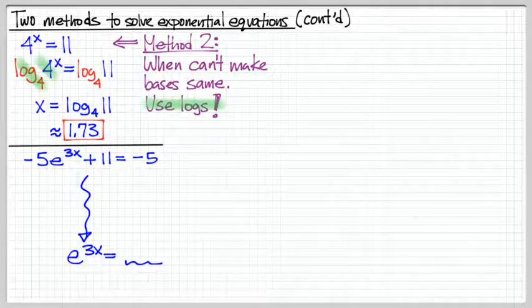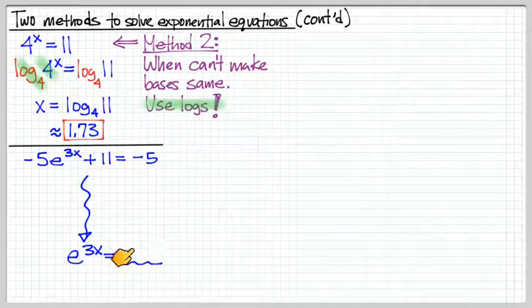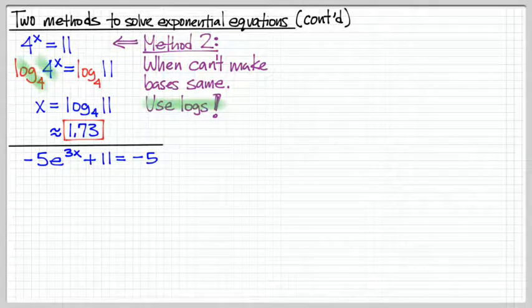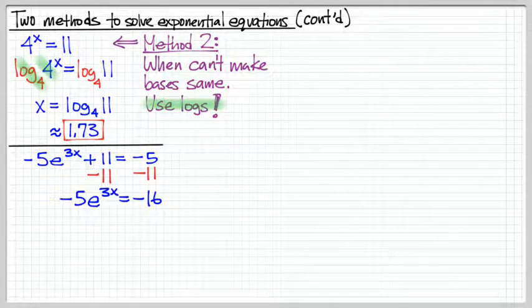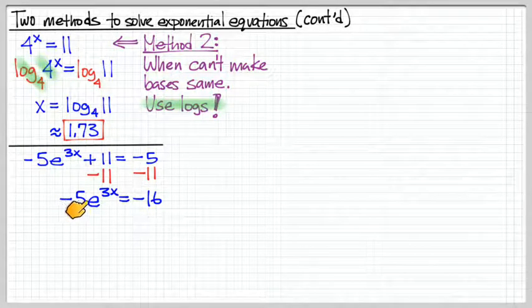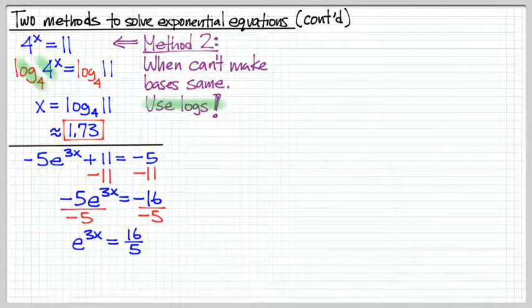In this case, we want to get down to a point where we have the exponent function all by itself, e to the 3x, and then my numbers on the right hand side. So the first thing we're going to do is deal with the additive term here first. So we're going to subtract 11 from both sides. And still we have this negative 5 term being multiplied here, so we're going to deal with that second. We're going to divide both sides by negative 5.